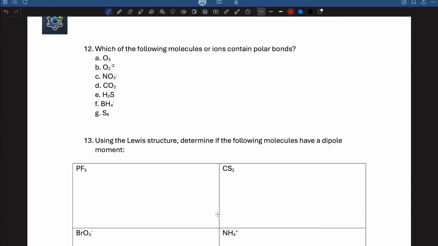Which of the following molecules or ions contain polar bonds? It's possible this question might have multiple answers, but let's draw each of the structures. O3, ozone, should look like this. Like this. Drew an extra bond in there.